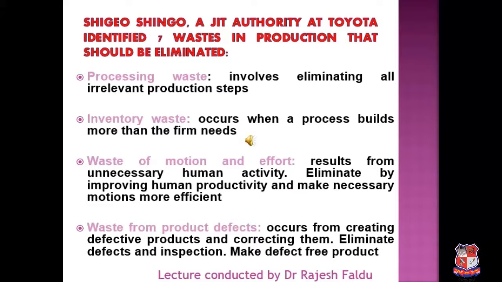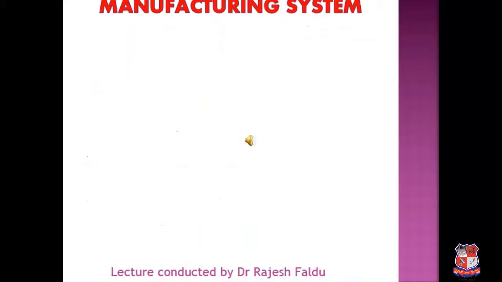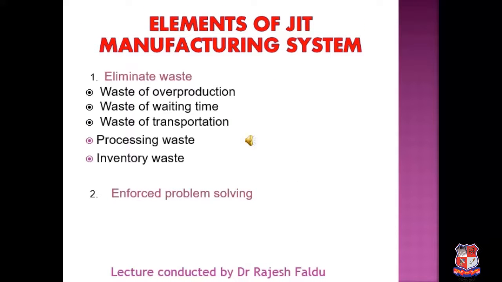So these are the seven kinds of waste according to Shigeo Shingo, a JIT authority at Toyota. These wastes were identified by him and should be eliminated if JIT is to work. Now let's discuss the elements of the JIT manufacturing system.